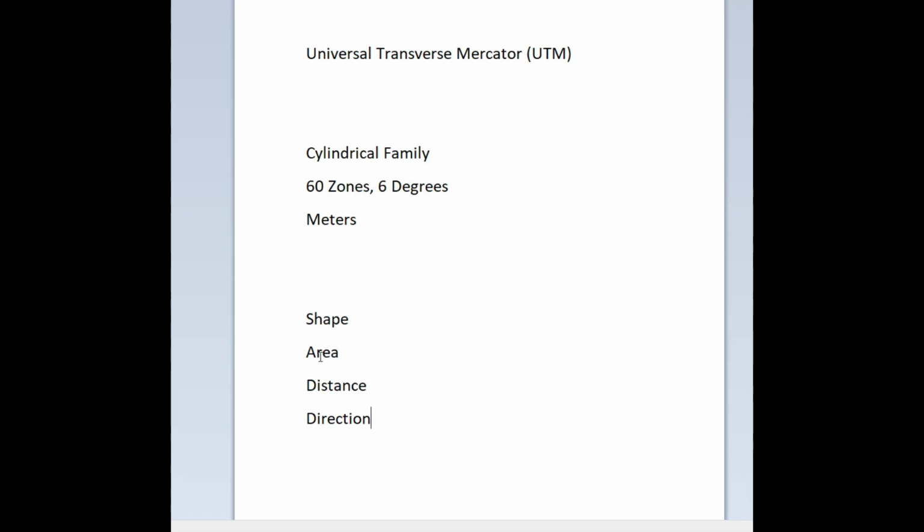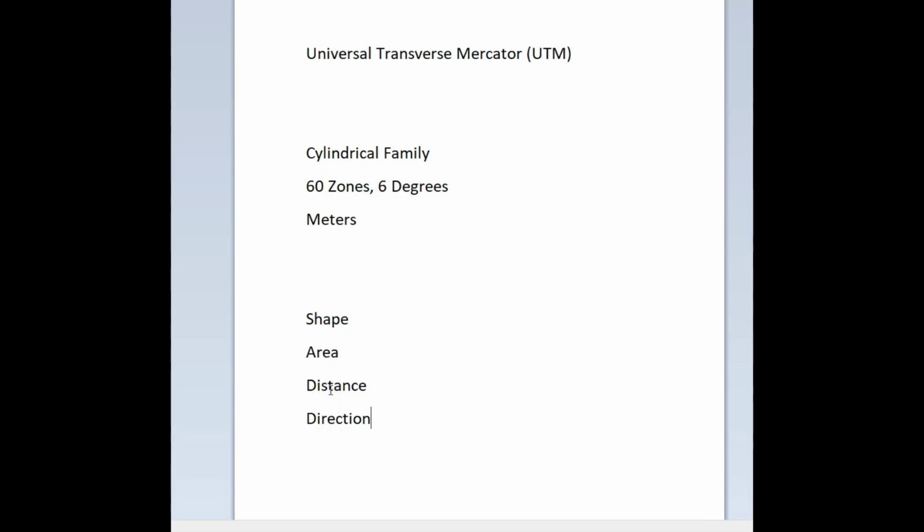Okay, shape, area, distance, and direction. And so what this means is that particular projection families will often preserve one of these really well. One of them will be preserved acceptably, and the other two will be really bad. So for example, the one that we've been using in the class is North American Datum 1983 Albers, and that's an equal area projection, and so it preserves the area of the features really well. And that makes a lot of sense because at the Forest Service we want to know a lot of things like how many acres have been burned or how many acres of owl habitat will be affected. And so we're more concerned with the area than we are with the distance or the direction.